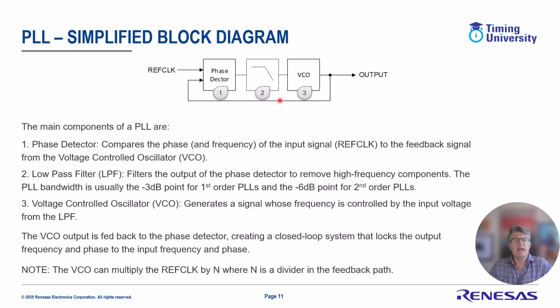You can put a divider in here, which is what most PLLs actually do. If you say this ref clock is 100 MHz and the divider is divide by 50, then this will end up running at 5 gigahertz. So 5 gigahertz divided by 50 equals 100 meg, which equals the ref clock. So that's just a note for your information. We won't need that going forward.